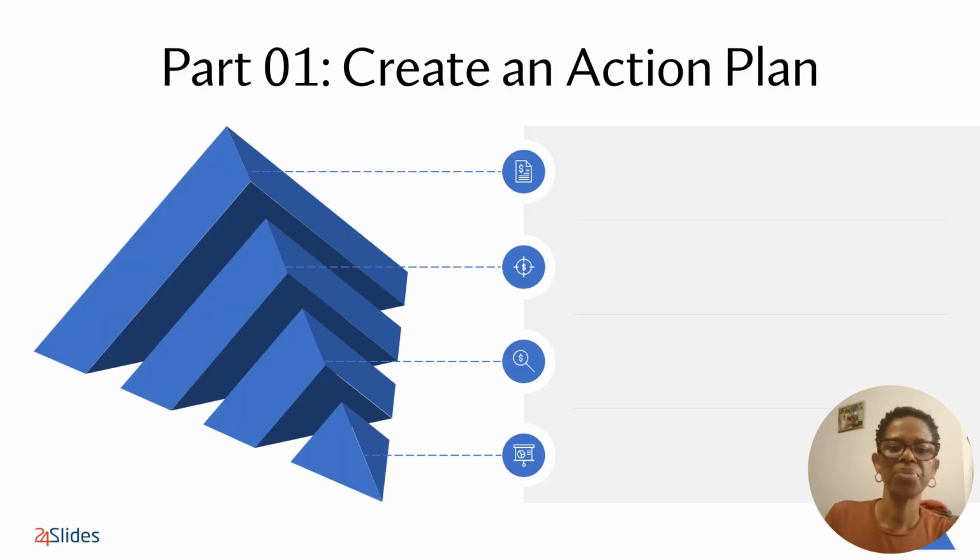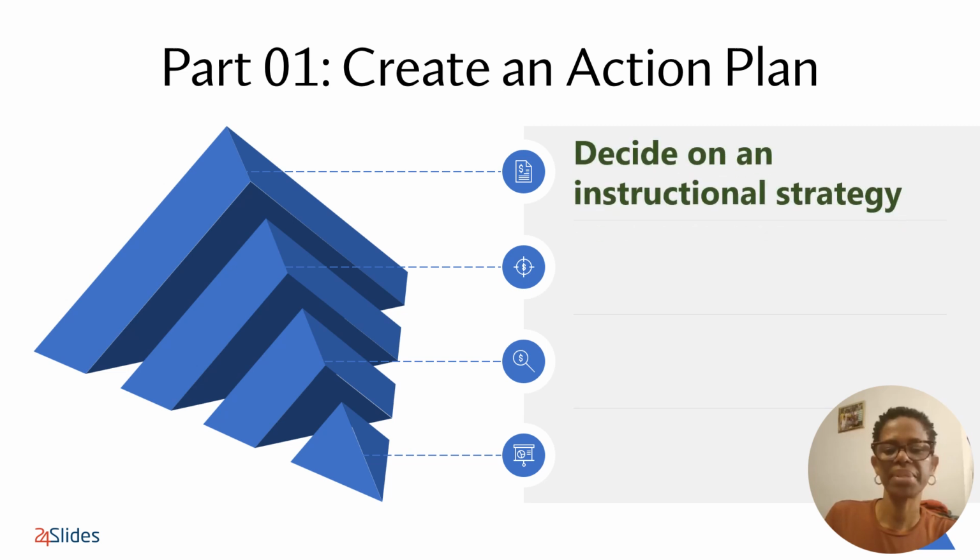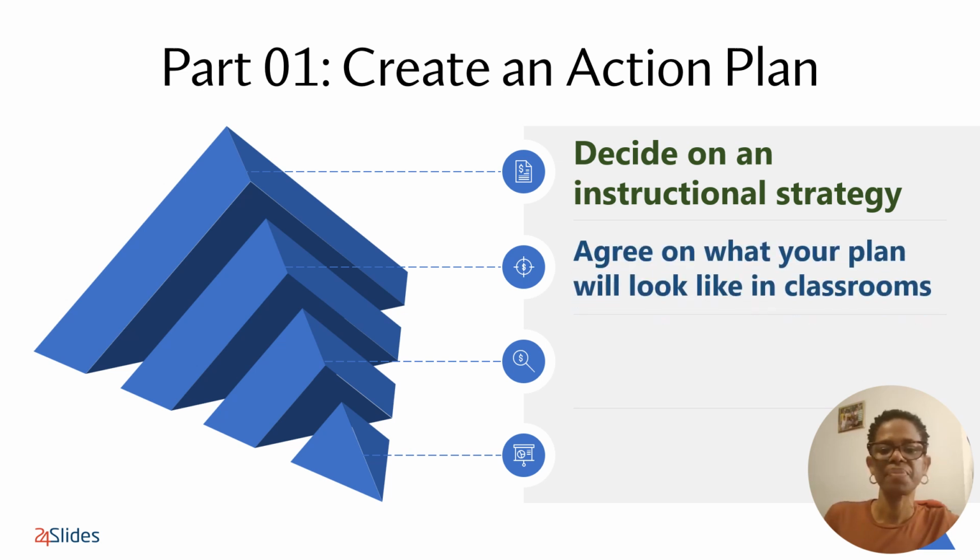In part 1, we will look at creating an action plan. Here are the steps that we need to follow in order to create that plan. First, having identified the problem, we now need to determine how we are going to solve that problem, whatever subject it is. How am I going to solve that problem? And so you must decide on an instructional strategy. What strategy do you think is best suited for addressing the problem that you noticed?